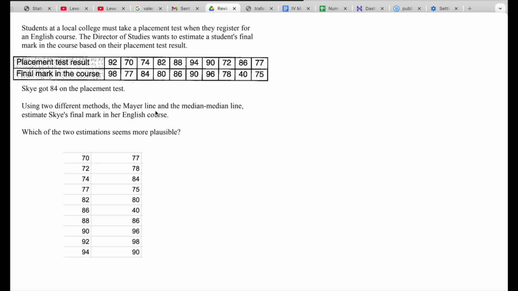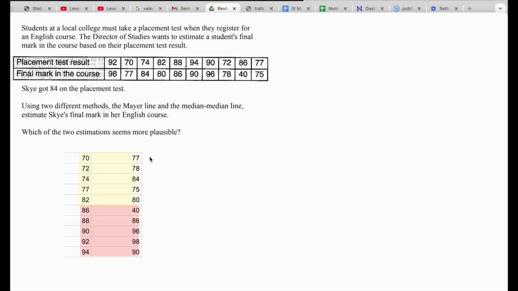The first one, we're going to do the Mayer. First of all, notice it's not in order: 92, 70, 74, 82, not in order. That's really important. If the X's aren't in order, you have to put them in order. Keep the Y's with the X's. I reordered them, and notice I have 70 first. The 70 goes to the 77. Then we have 72, which goes to the 78. Reorder them according to the X's.